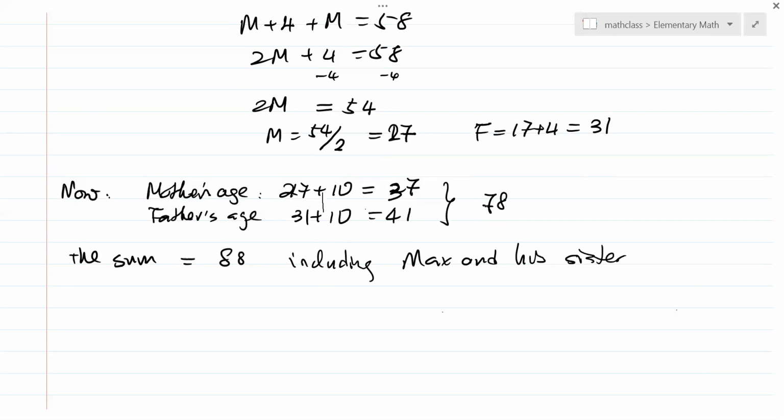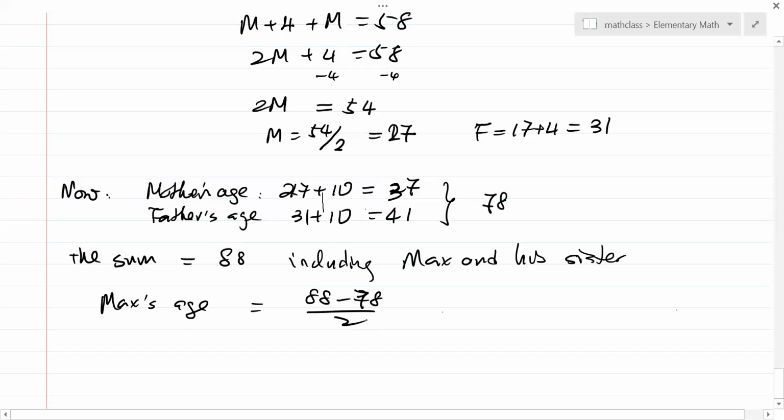So the difference, 88 minus 78, the difference is 10, right? So that is contributed by Max and his sister's age. But Max and his sister are twins, so they have the same age. So Max's age should be equal to 88 minus 78 divided by 2, because that is the increasing part. It's going to be 5. They are both 5 years old right now.